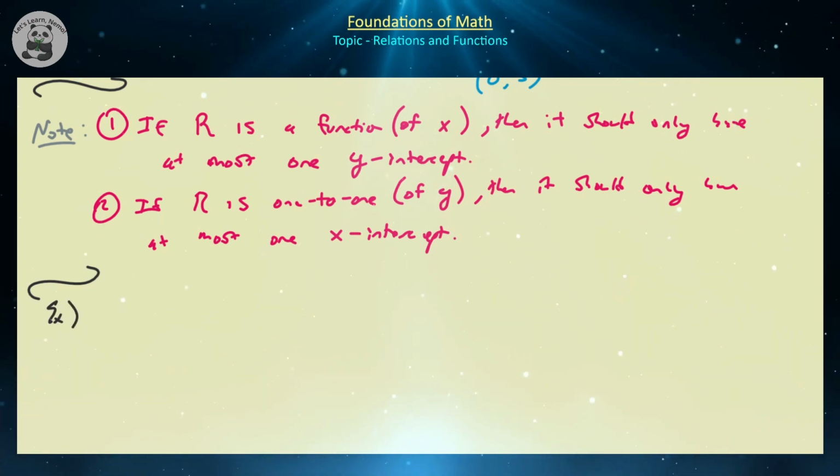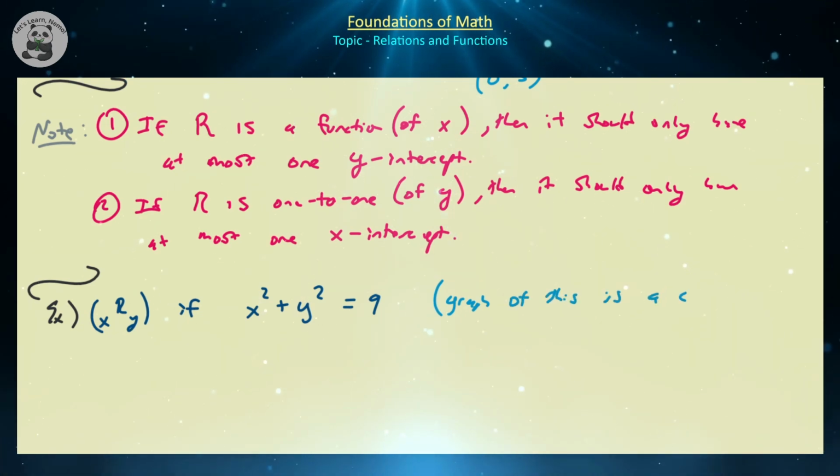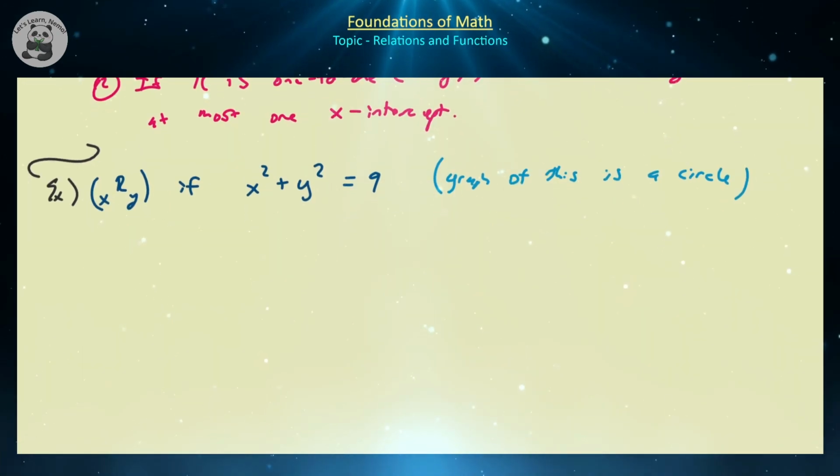Now let's consider a relation. In particular, we're going to say that x is related to y if x and y satisfy the equation x squared plus y squared is equal to 9. And eventually, one should know that the graph of this is going to be a circle, right? So let's see if we can find the x and y-intercepts of this relation without actually generating the graph of it. Let's start off with the y-intercepts.